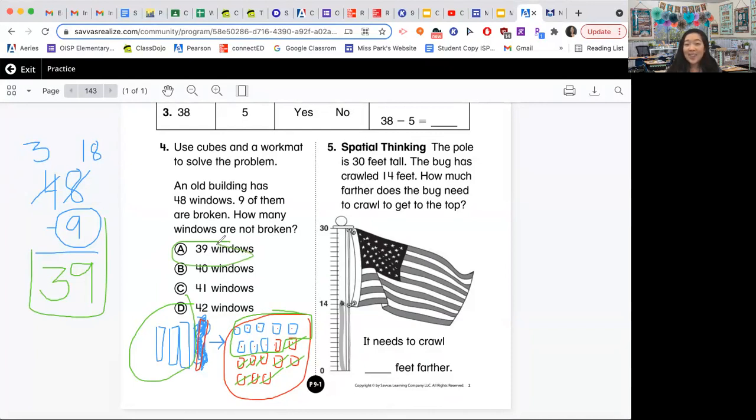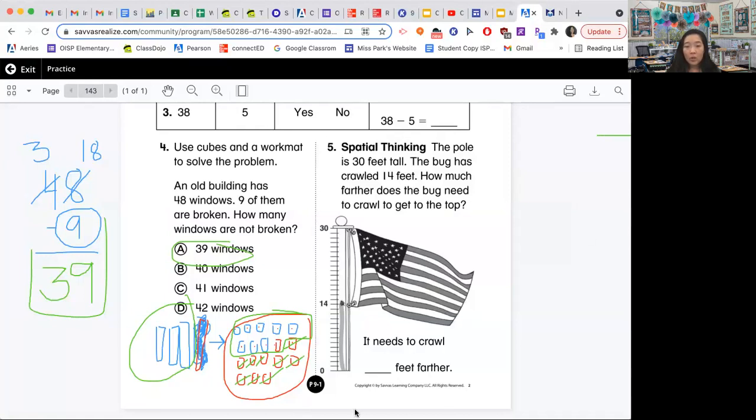All right, last question. The pole is 30 feet tall. The bug has crawled 14 feet. How much farther does the bug need to crawl to get to the top?